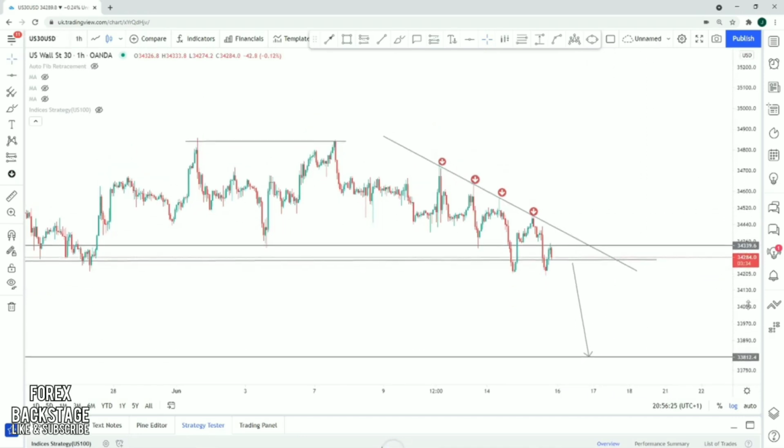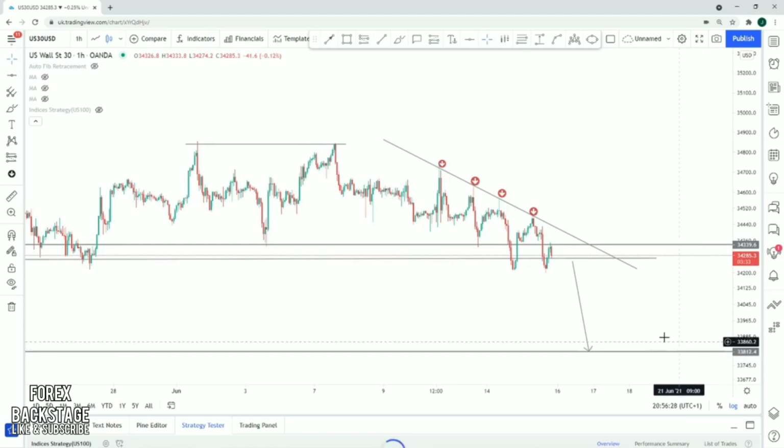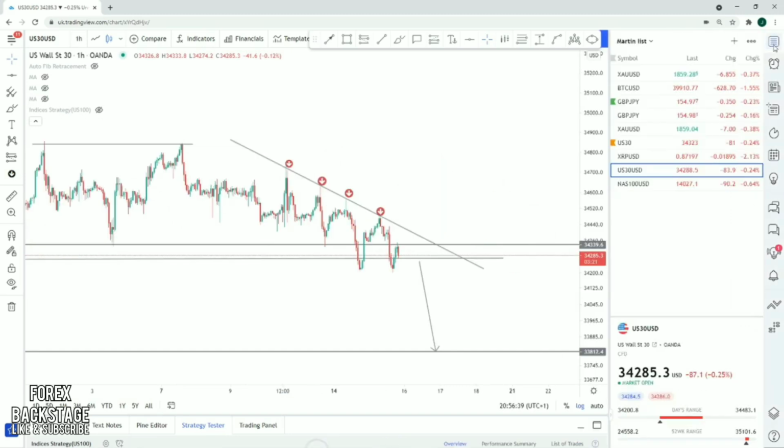So my target short will be 33,812, and you can have possible take profits in between, so you can have multiple trades open on US30. So that's my breakdown on US30. I'm going to look at gold now for you and tell you what I see on gold.